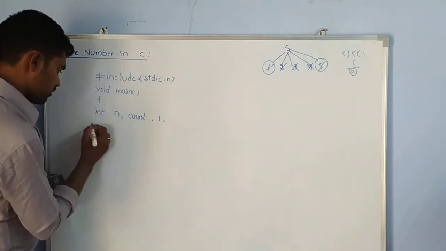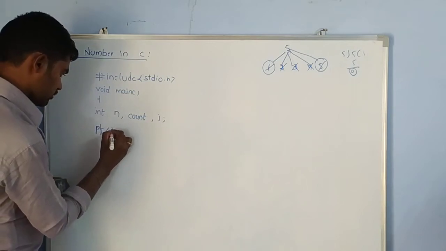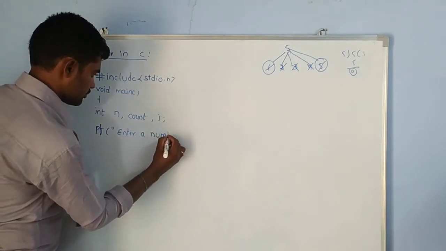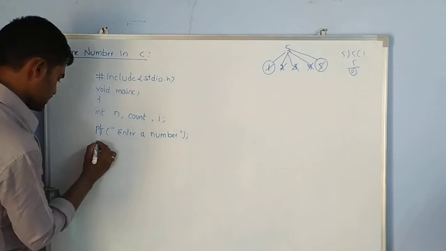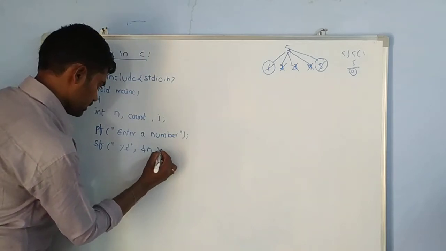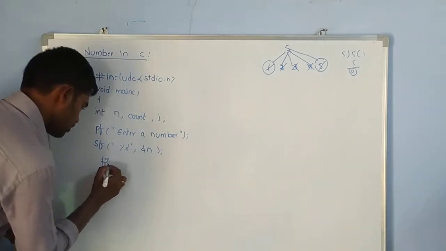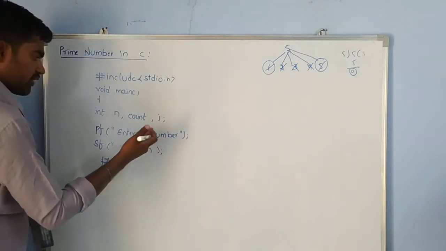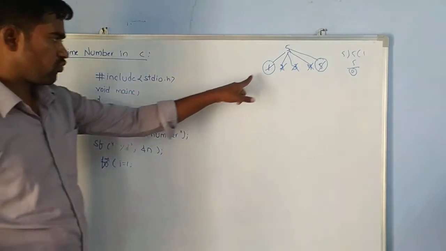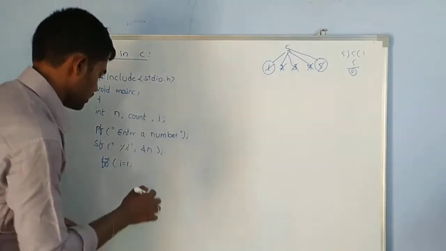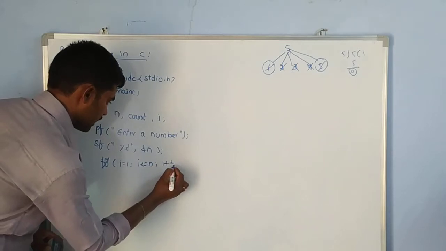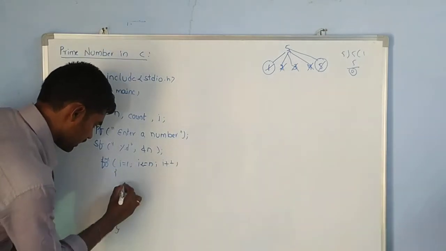Then initialize the value for n. printf "enter a number", then scanf "%d", &n. Here I am using the for loop to check the factors of a number. i equal to 1, because I am starting from 1 up to n. So i less than or equal to n, then we need to increment the i value.